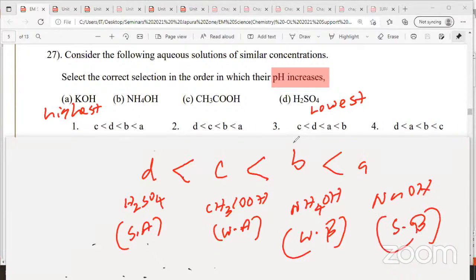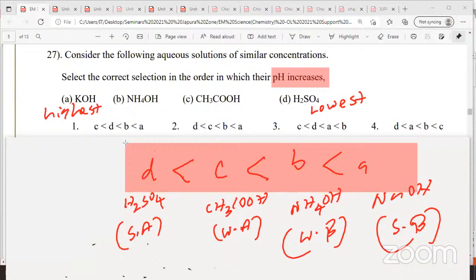So what is the answer? The answer is DCBA. Question number 27, answer is second. Question number 28. Let's see the next one, the 28th MCQ.